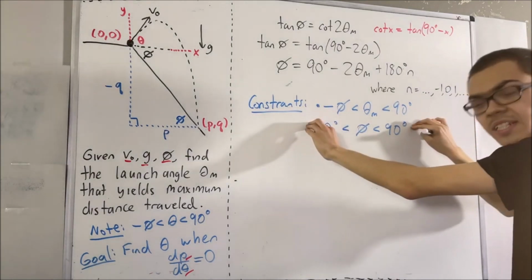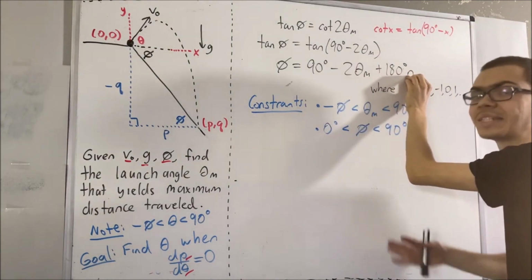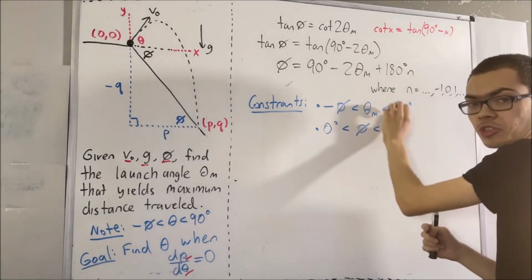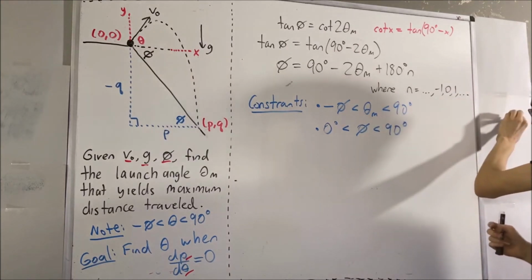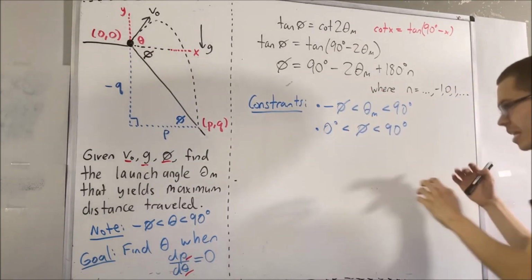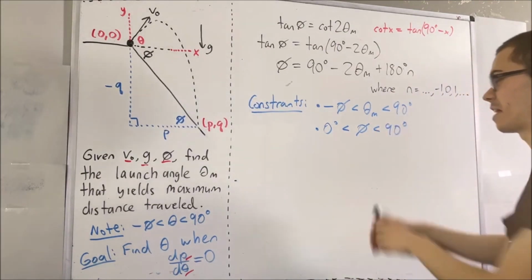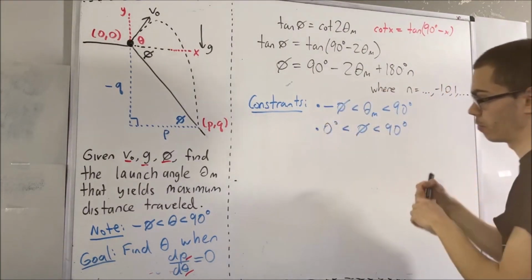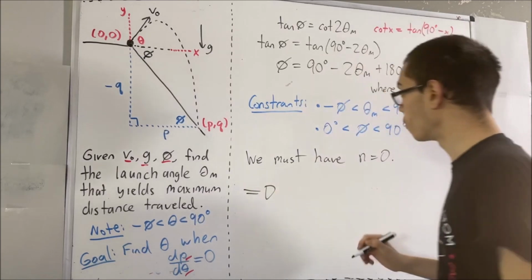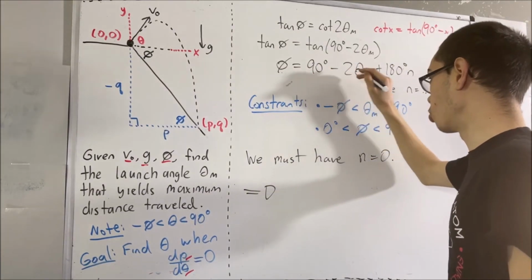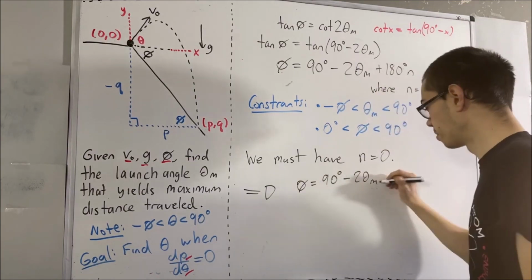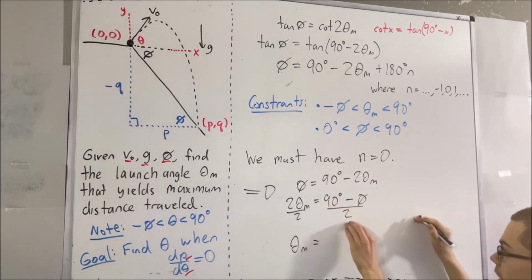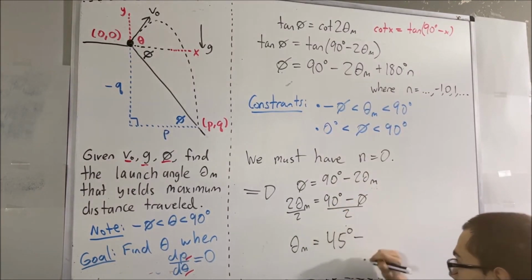because of these constraints, it turns out that n must equal 0. If n is less than or equal to negative 1, we contradict these constraints. And if n is greater than or equal to 1, we also contradict these constraints. And I'll leave that as an exercise for the audience to verify that, because that's just going to take a lot more time. So because of these constraints, n must equal 0, and therefore phi must equal 90 degrees minus 2 theta m. So now this is really easy. We get 90 degrees divided by 2 is 45 degrees, and then we subtract phi over 2.